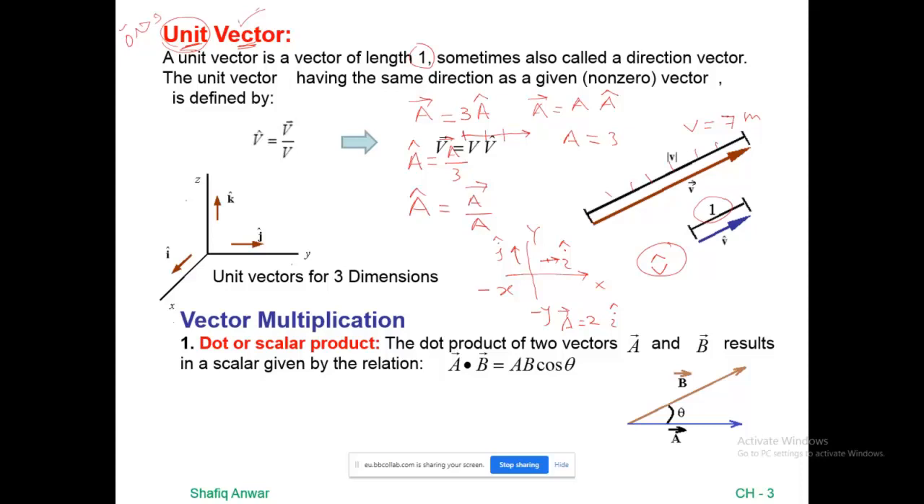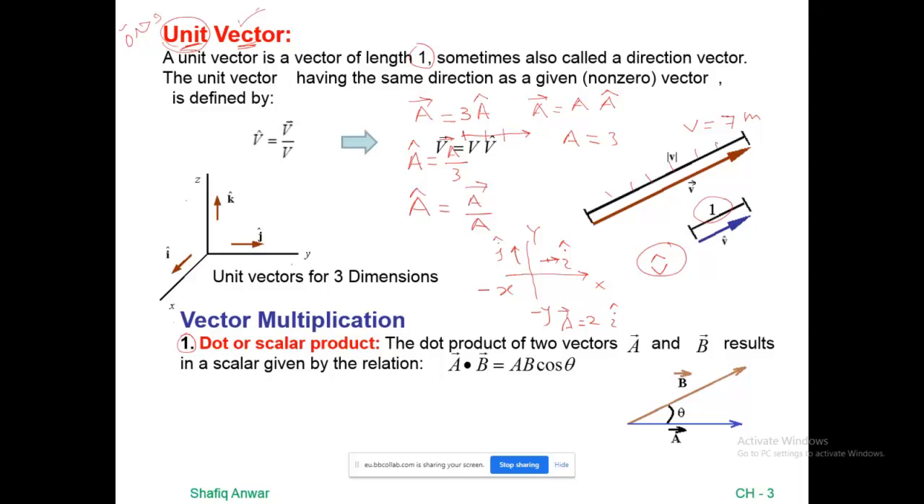Now, how to multiply two vectors? When we multiply one vector with another vector, A vector and B vector multiplication, we have two types of multiplication. One type of multiplication, number one. So this is the first one, and we call it dot or scalar product.